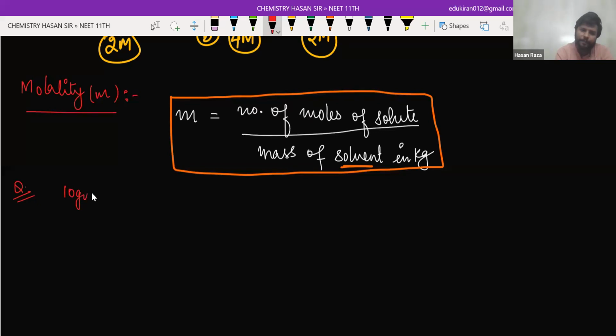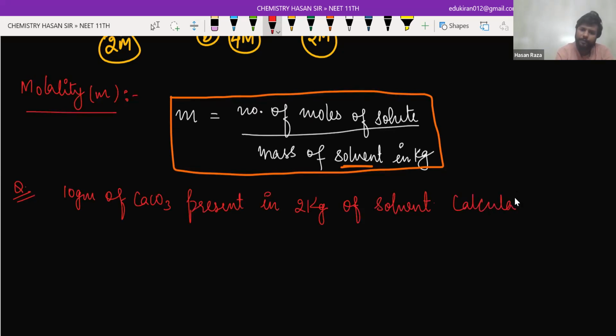10 gram of calcium carbonate present in 2 kg of solvent. Calculate molality. Please do it.